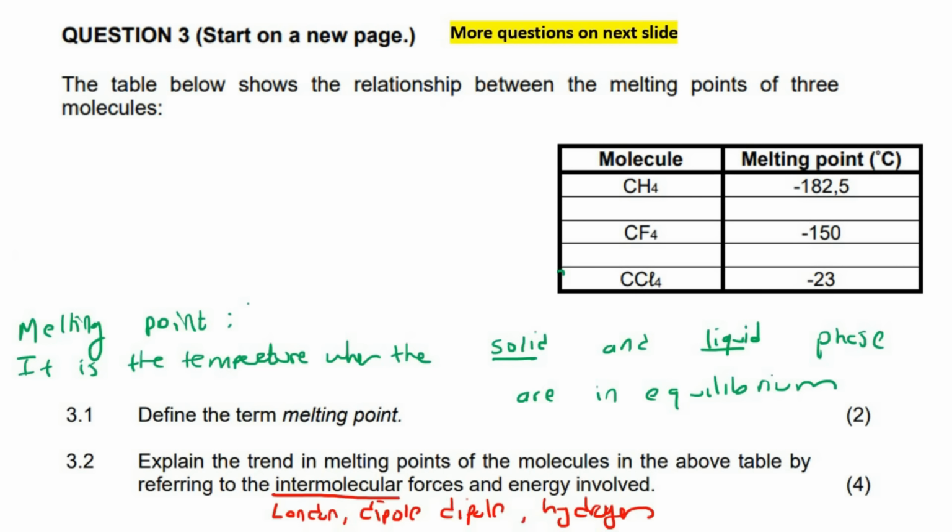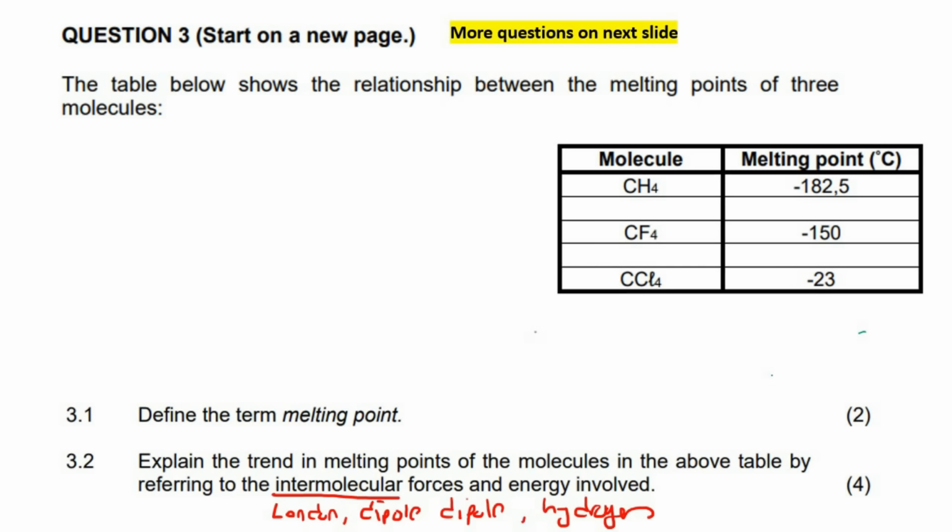Okay, for 4 marks. So let's start with CH4. So what we'll do is we'll draw CH4, and we'll draw 2 of them. Why? Well, because we're looking at intermolecular, so you need to have at least 2, because you need to see what's happening between the molecules. We're not looking at what's happening on the inside. Those are covalent, ionic, metallic. We're not looking at that type of stuff. We're looking at what's going on between them.